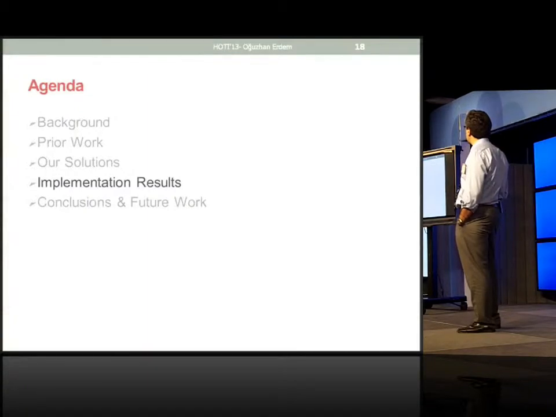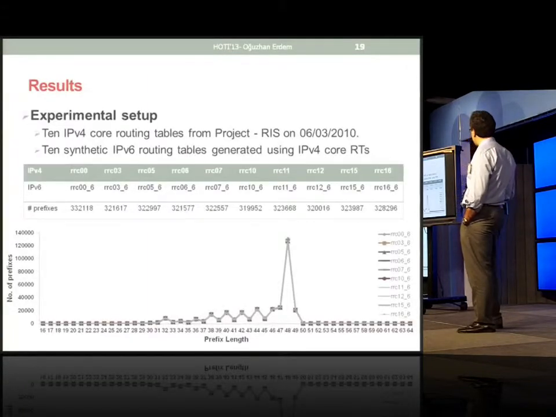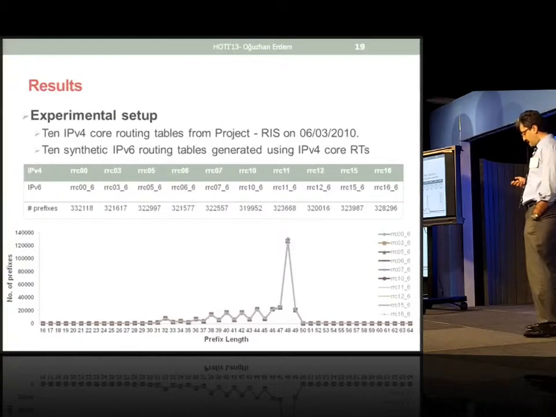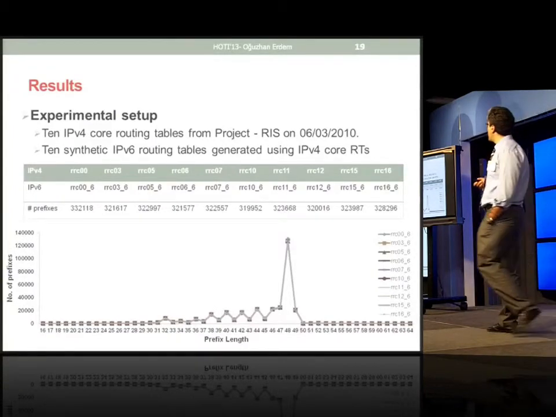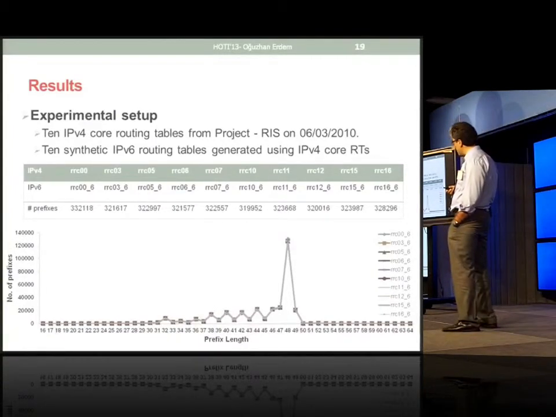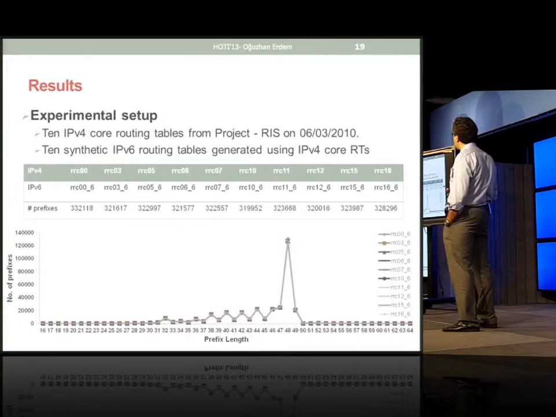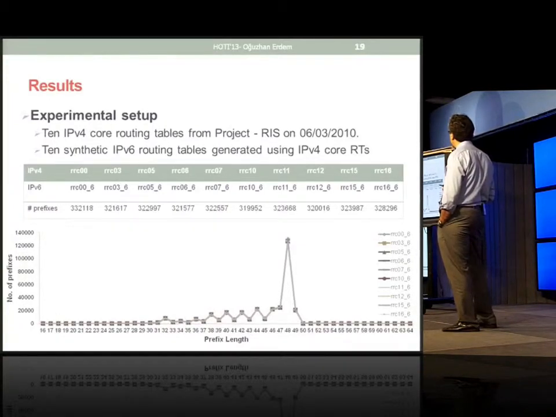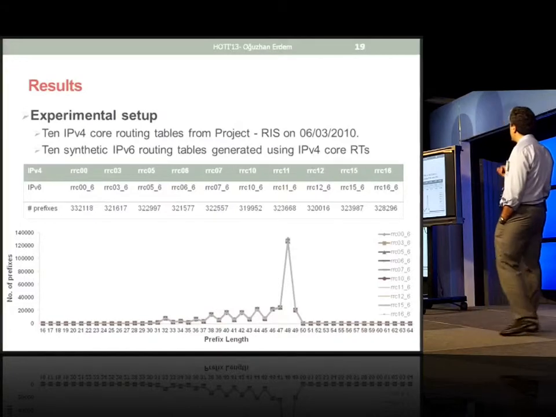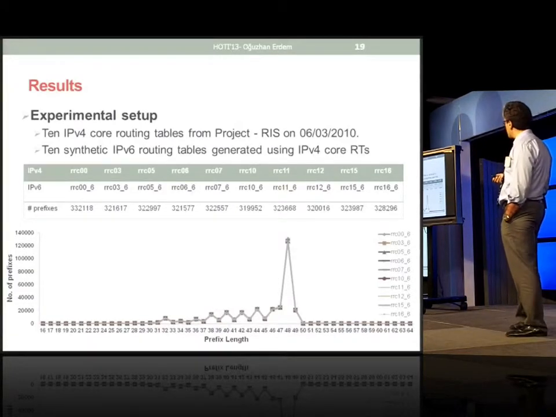Now I'm going to show our implementation results. The 10 IPv4 core routing tables were used to generate 10 synthetic IPv6 routing tables. That table shows the size of the routing tables, and the figure shows the prefix length distribution.